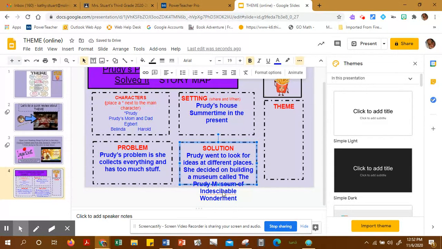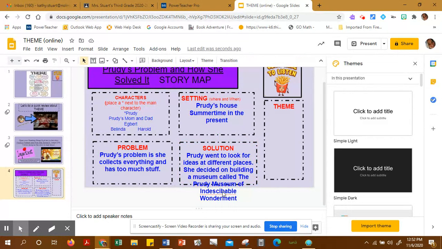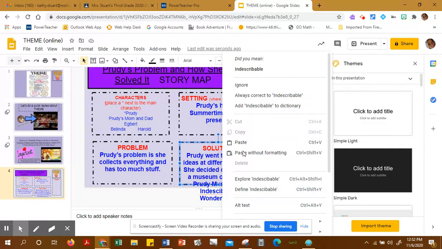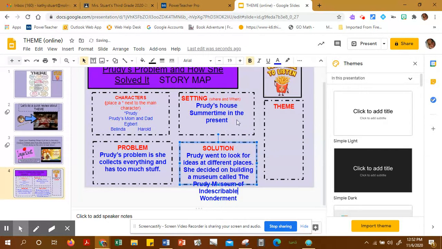Okay, so I also have a spelling mistake here. Do you see it's underlined? You always want to click on those and fix those. You never want to turn in work that has a spelling error, especially if the computer is helping you. Okay, I'm going to make my text a little smaller. Okay, so Prudy went to look for ideas at different places. She decided on building a museum called the Prudy Museum of Indescribable Wonderment.